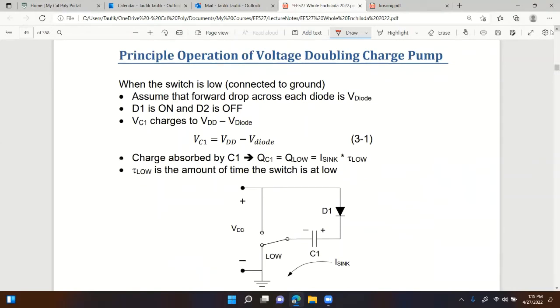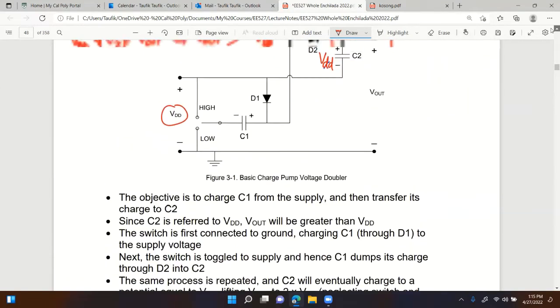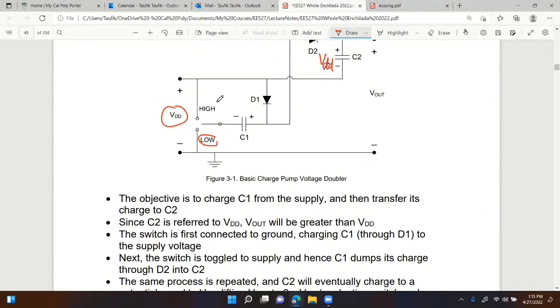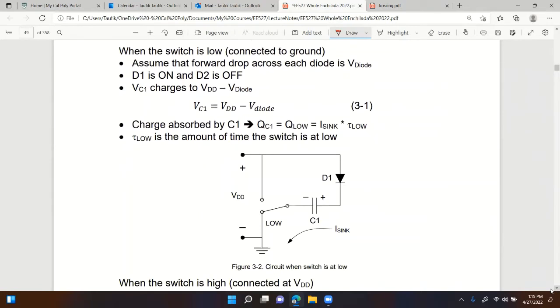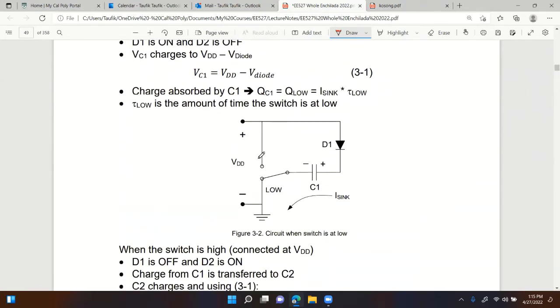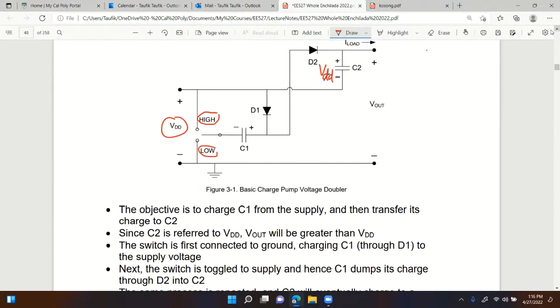Sorry, let's do it this way. There are two positions of the switch, either low or high. Right now, the state of the circuit is that I'm going to connect the switch to low.